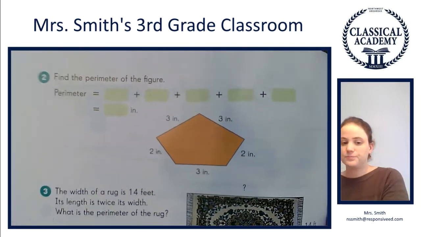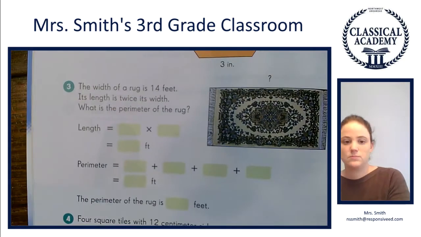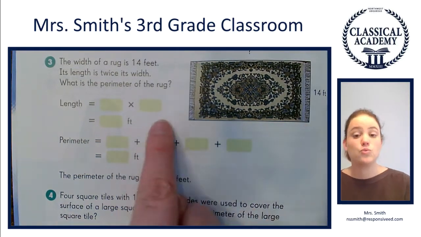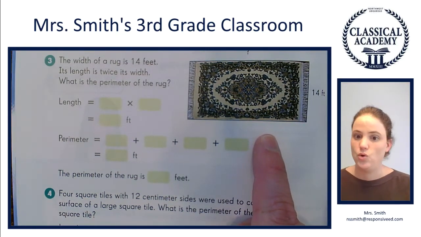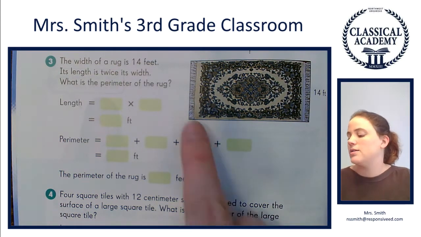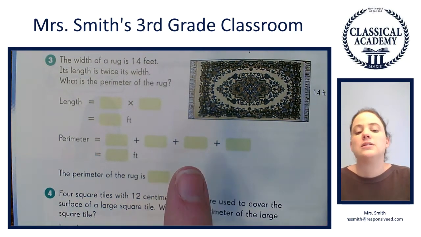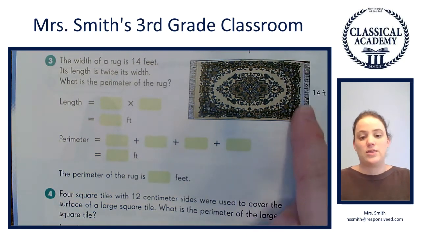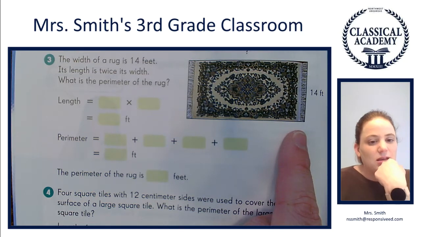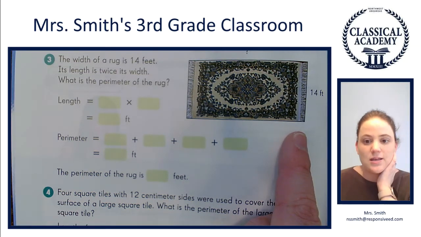Moving forward. The width of a rug is 14 feet. So that's a rug. Is this really 14 feet? No, that would be big. That's like the size of a small room. It is representing that the width is 14 feet. Okay? It says its length is twice its width.